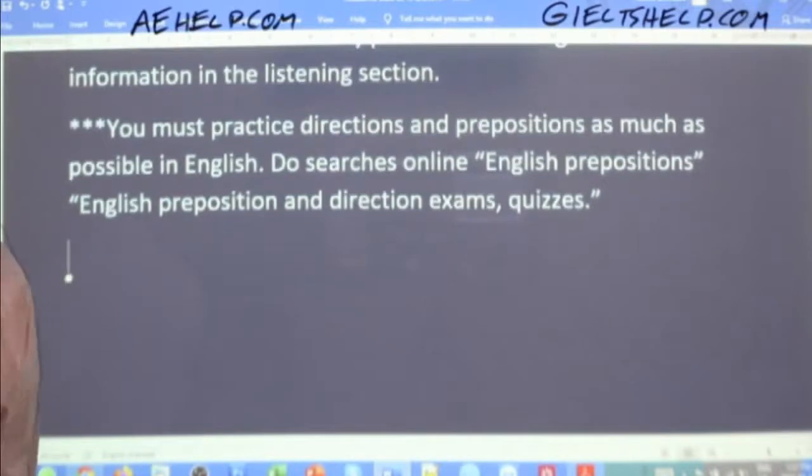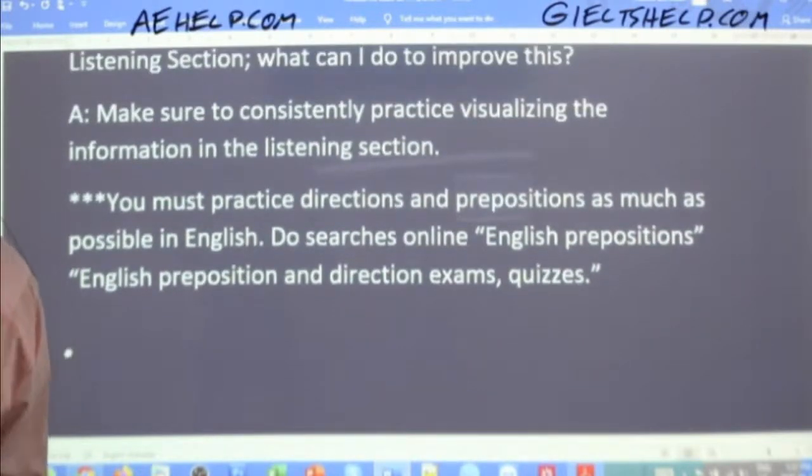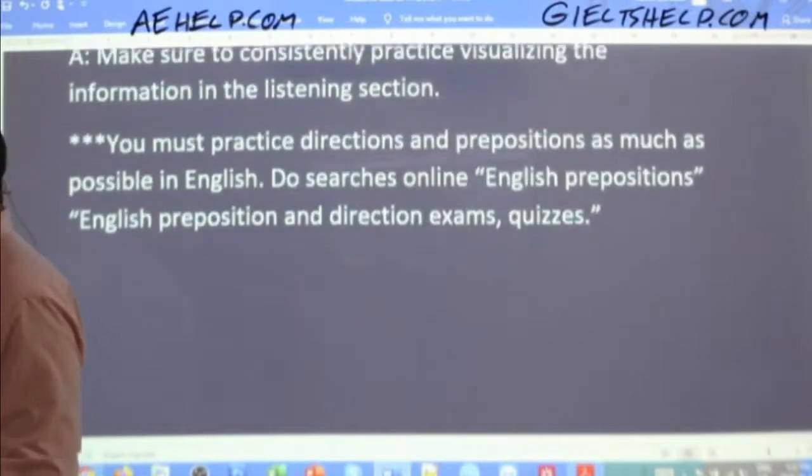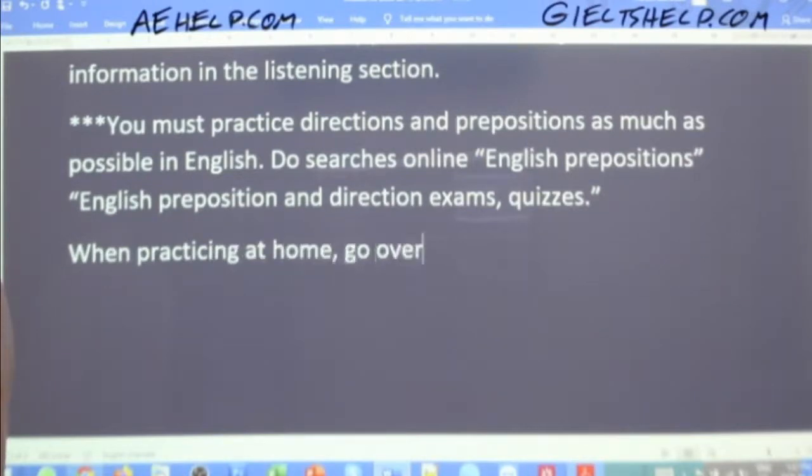When you're at home practicing for these types of questions, so labeling, okay? Just a couple more tips for this one. There are a few more steps that you can take. So when practicing at home, go over the transcripts and identify the flow of information.